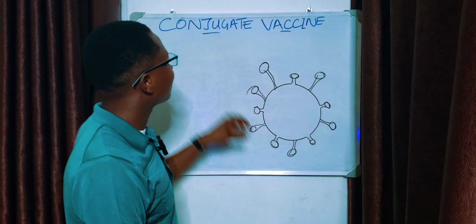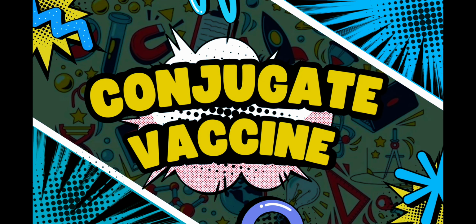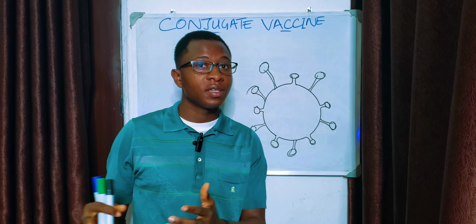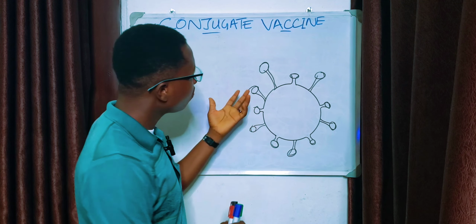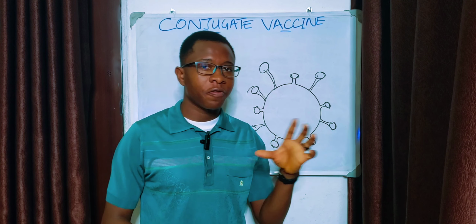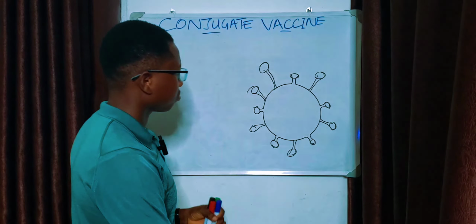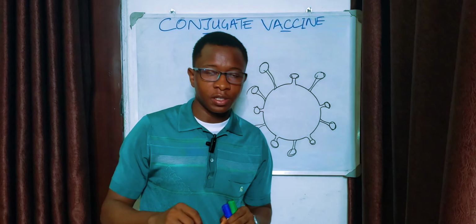So let's take a look at the conjugate vaccine. Just like the subunit vaccine, the conjugate vaccine is also made using a part or a fragment of the pathogen itself. Now, I'm going to deviate a little.